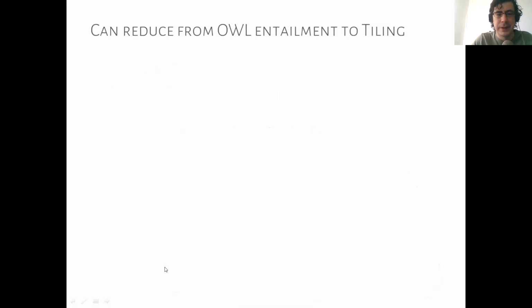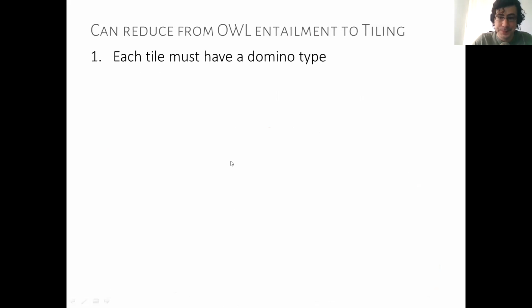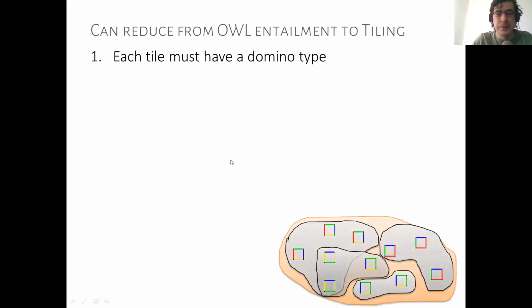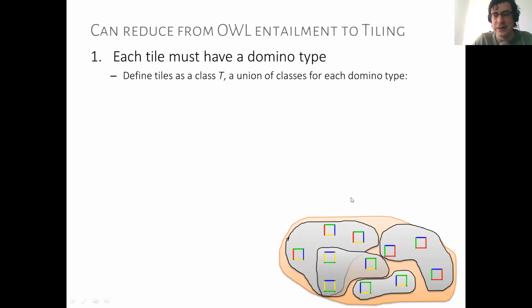So, okay. Reducing from OWL entailment to tiling, the first thing we're going to say is that there exist some things called tiles, and each tile must have a domino type. Essentially, we're just modeling this idea where we have tiles that are instances of some domino. So we can define tiles to be a class, which we will denote T, and we can define that as the union of classes for each domino type. So we define essentially the class of tiles, which is all of these pieces here, and then we define it as the union of the tiles for individual pieces.